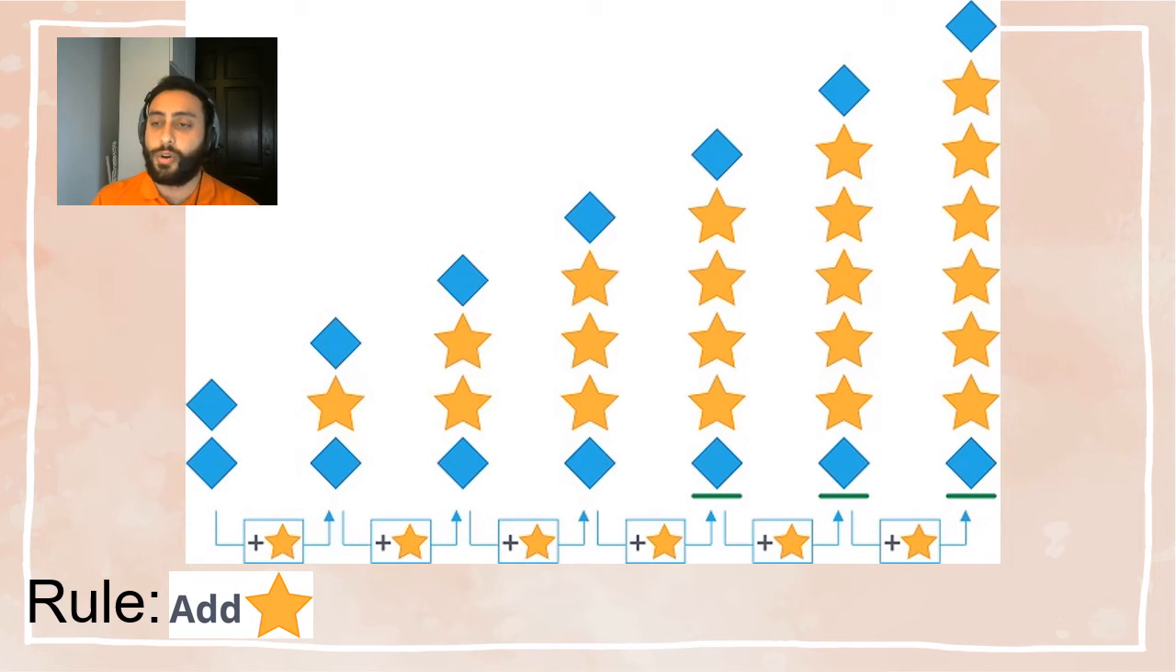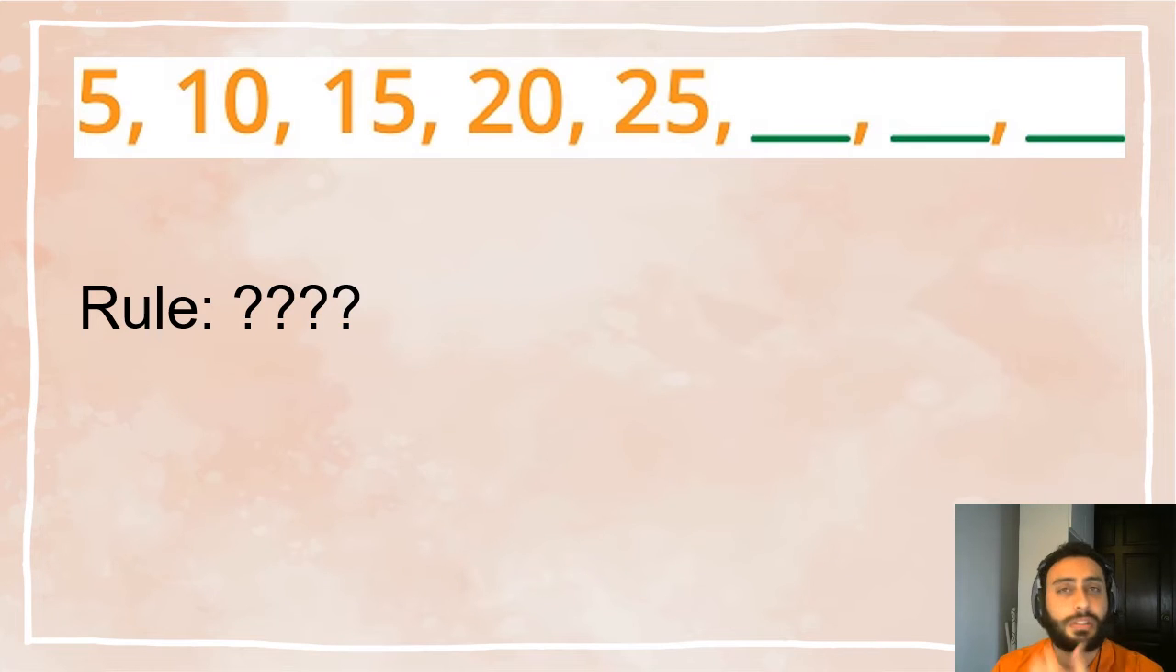Now, we know how many terms. 1 term, 2 terms, 3, 4, 5, 6, 7 terms. We can find the 8th term too, because we know that we just have to add a star to the next one. Easy.